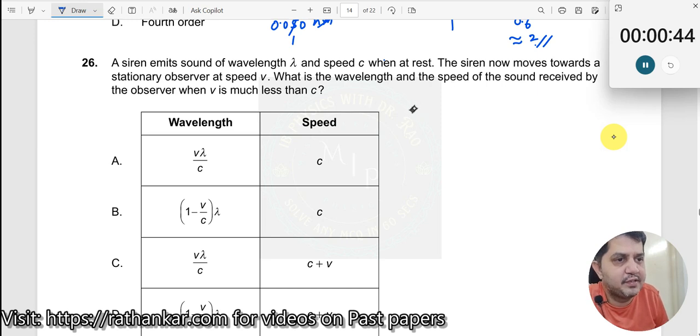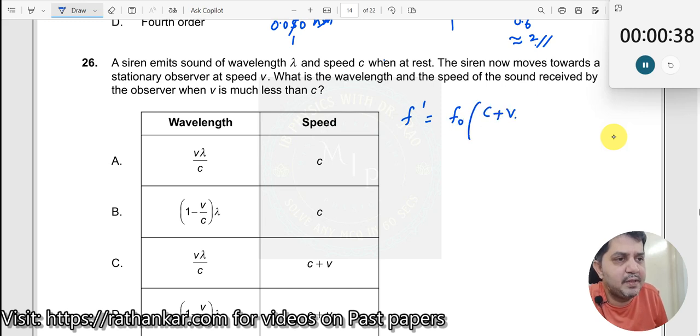So what you do is write down the full formula. The apparent frequency f dash will be equal to f naught into c plus v naught divided by c minus vs. This is the formula. Observer on the top, source at the bottom. That's what you need to remember here. And here it should be negative and this should be positive, right?